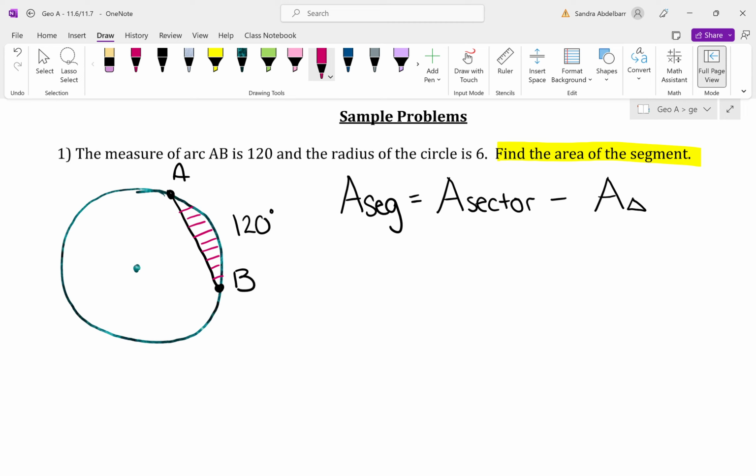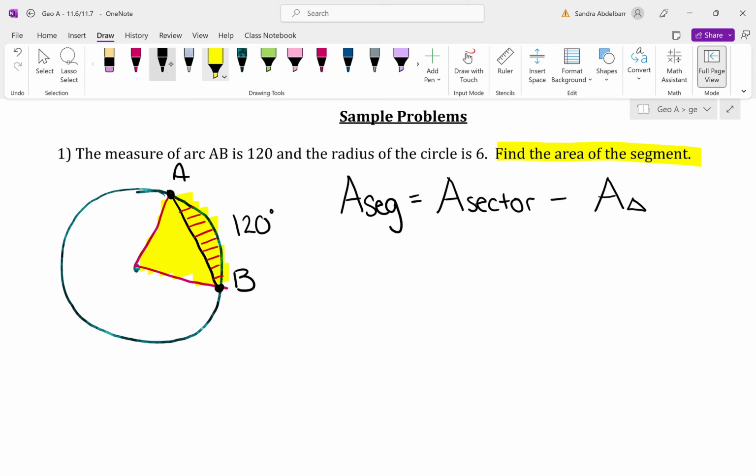I need to create a sector. How do I create the sector? What must I draw? I have to draw something. Daniela? I'm sorry, draw the lines to what? From the center to? You got it. We got to draw lines from A and B to the center. So now remember, this whole yellow area ends up being our sector.